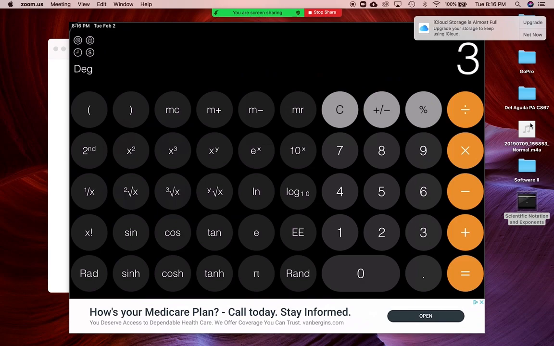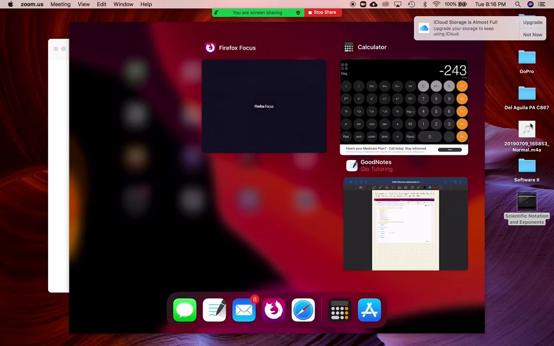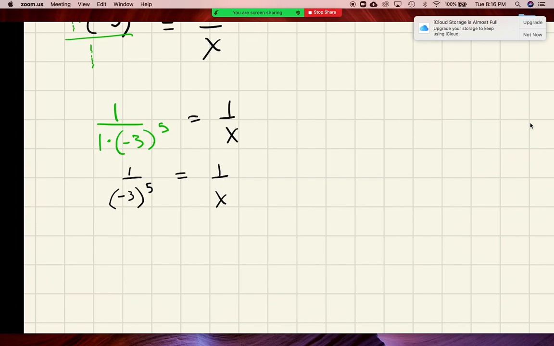So if we had -3 and then the exponent button, which is the x to the y, and then to the 5, now because it's negative, -243. Does it have to be over the 1 though? Yeah, so it's going to be 1 over -243.